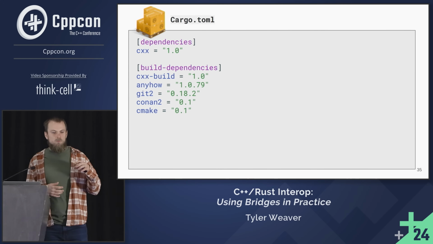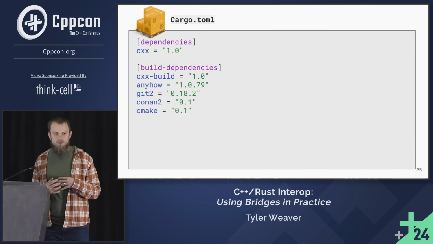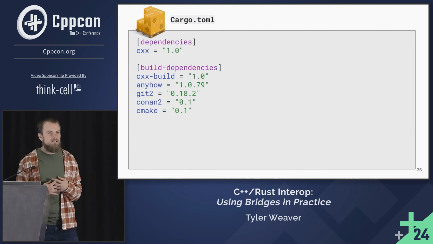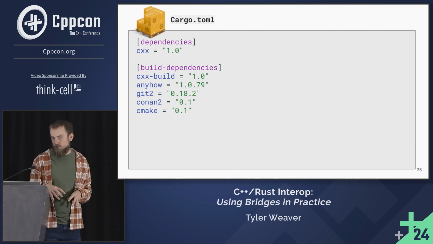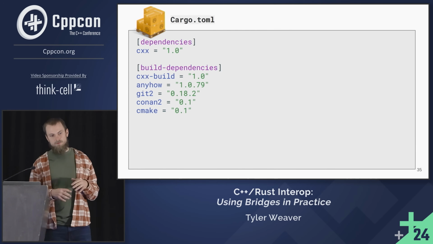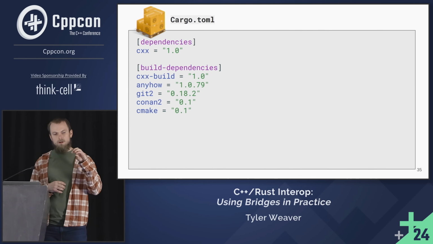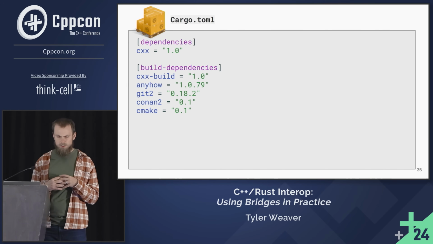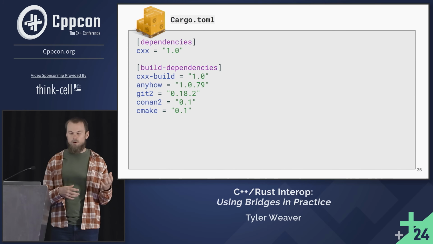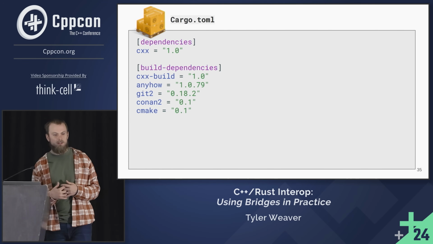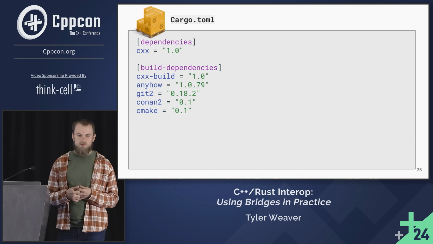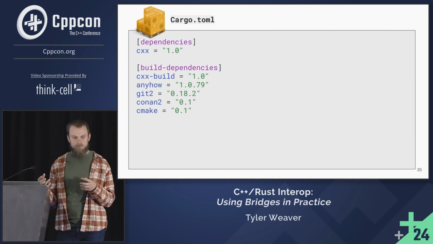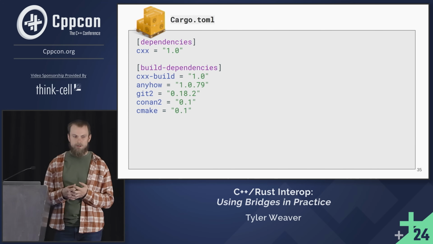And then we have some build time dependencies. At build time, I need to know about CXX build. That's the thing that uses libclang, is going to reflect and set up stuff I can link against. We're going to use anyhow. It's by the same author as CXX, and it's a really common library to deal with errors in Rust, and it makes error handling more ergonomic.